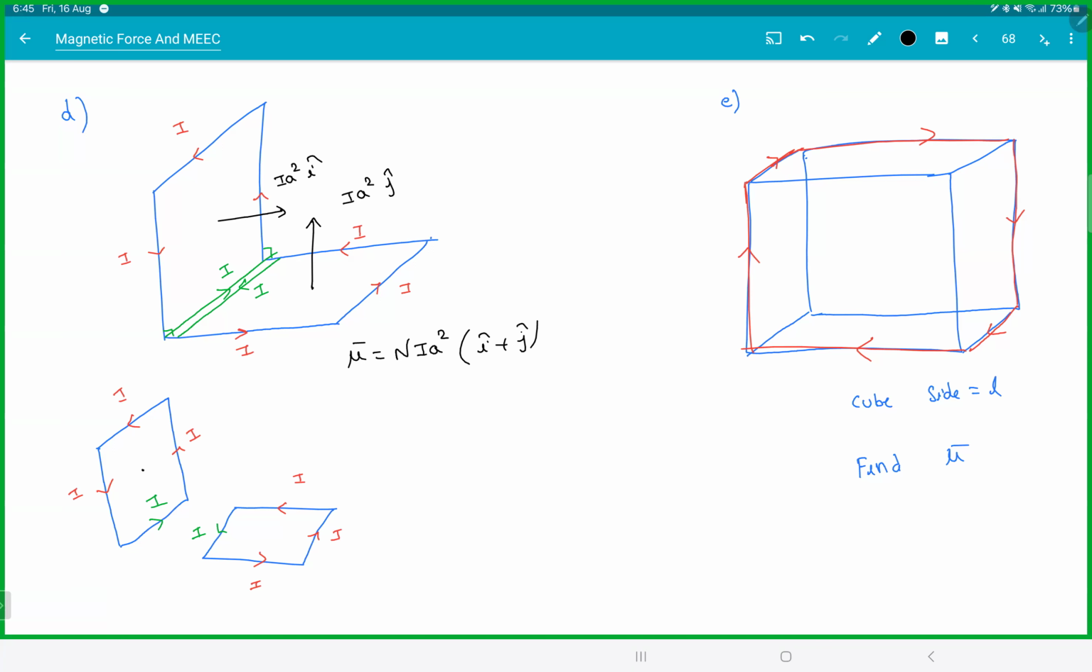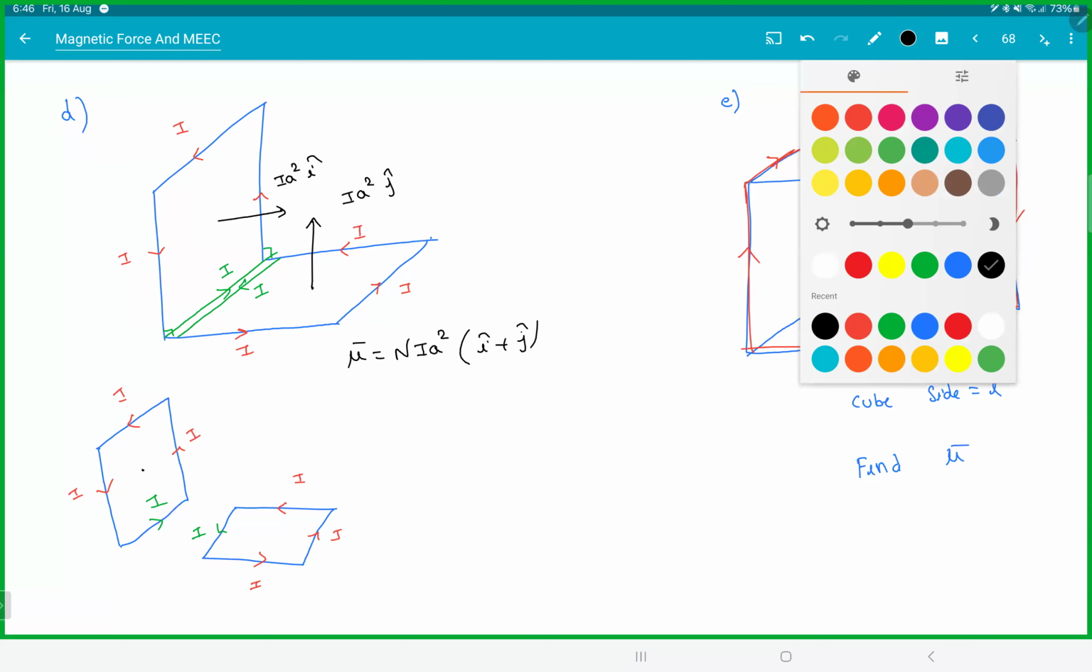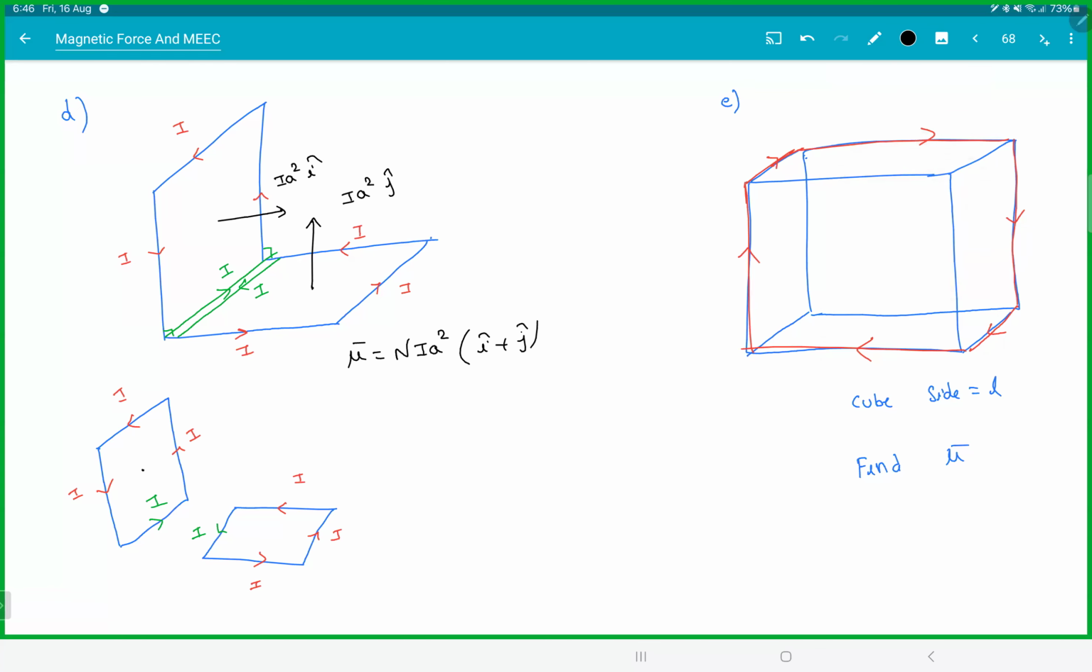You can't use the formula when the plane is twisted out of the plane. How will you do this cube one? In the cube, you can see how the wire is going. The wire is not going throughout. The red one is a current wire. It's forming a loop, but the entire loop is again twisted out of the plane. Find the magnetic moment of this. Okay, someone got i plus j plus k. Someone got 0. Try, I'll give 30 seconds.